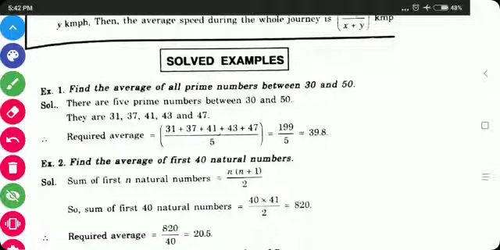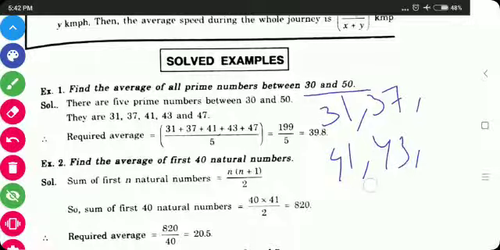The first problem is, find the average of all prime numbers between 30 and 50. There are 5 prime numbers between 30 and 50. First is 31, 33 is divisible by 11, then 35 is divisible by 7. So the next is 37, then 39 is also divisible, 41, 43 and 47. So these are the prime numbers. The required average is 31 plus 37 plus 41 plus 43 plus 47 divided by 5. So it is 199 upon 5. So the average is 39.8.